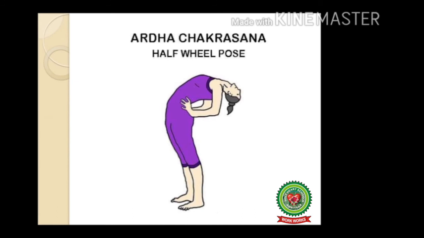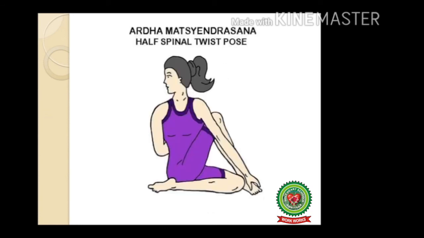It strengthens the back and abdominal muscles. It tones the organs in the abdomen including the digestive system and excretory system and reproductive organs. Ardha Chakrasana gives a good shape to the body and it is good for those who have back problems and postural defects. So here's the next yoga asana, that is Ardha Matsyendrasana.